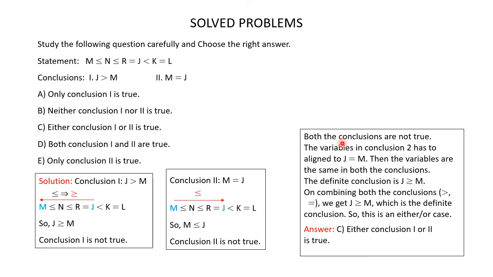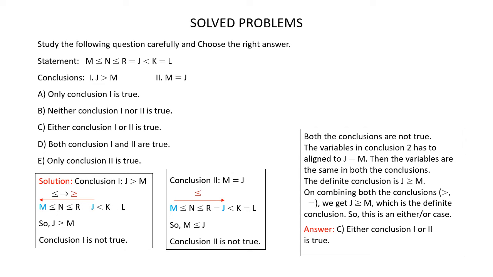Now we have found that both the conclusions are not true. Now when you look at the variables in both the conclusions, you'll see that in conclusion 1 it is J and M, and in conclusion 2 it is M and J. So if you write M is equal to J as J is equal to M, then you'll see that the variables in both the conclusions are the same. Now let's look at the definite conclusion.